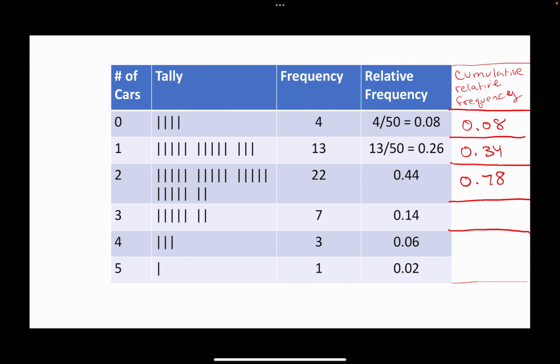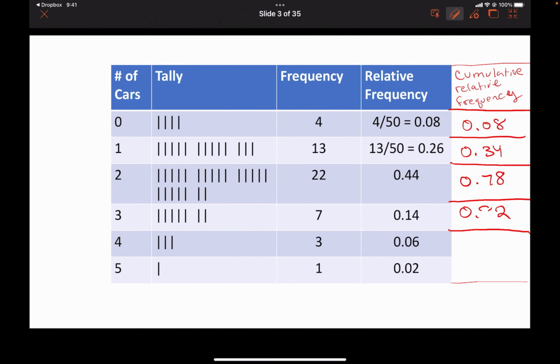So I'm going to add the 0.14, so I get 0.82. Oops, that should be a 0.92. Apparently my mental math skills are a little bit off here. 0.92, then add the 0.06 to the 0.92, 0.98, and then this of course is just 1. So obviously 100% of the people in that poll or in that census have 5 or fewer cars. 98% of the people have 4 or fewer cars, and it's just really easy to take a look and see that really quickly looking at that cumulative relative frequency.